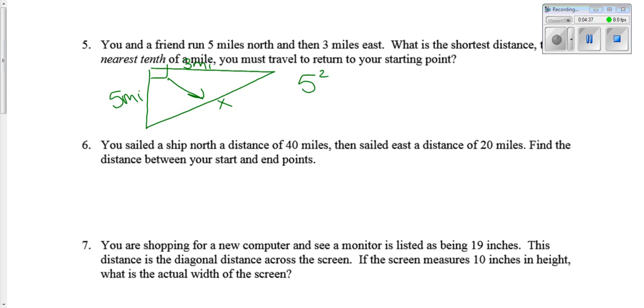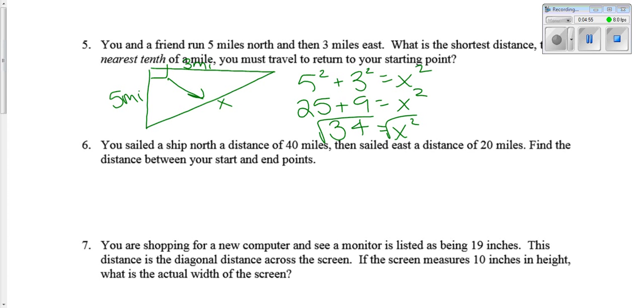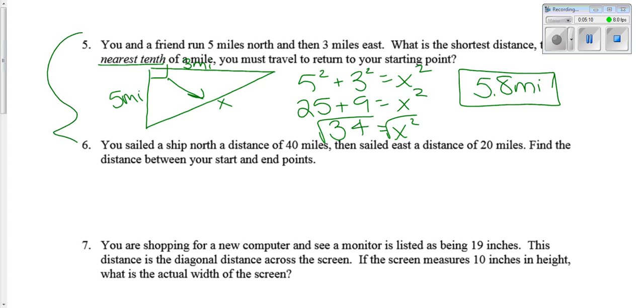We're looking for C. 5 squared plus 3 squared equals x squared. Oops, not 8. 25 plus 9 equals x squared. So we know 34 equals x squared. Square root both sides. We want it to the nearest tenth of a mile. So this would be 5.8 miles. Make sure you are drawing pictures for all of these, because it will definitely help you. Draw your pictures. All right.